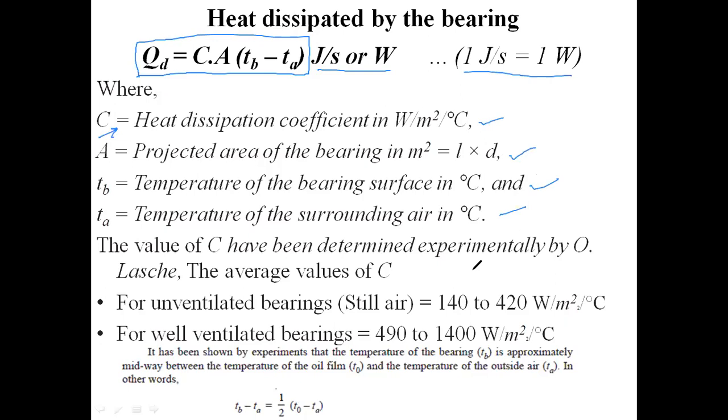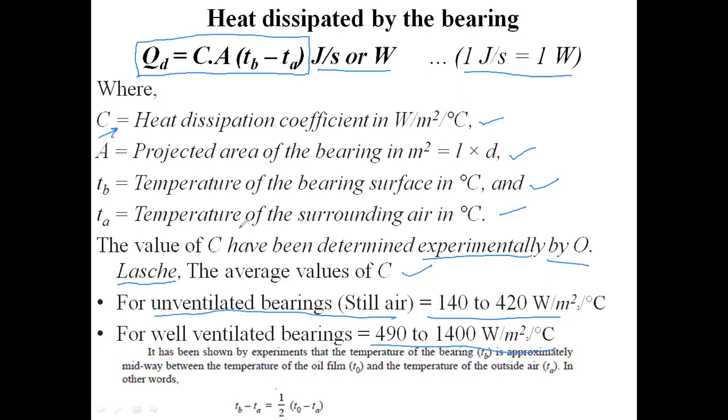The value of C has been determined experimentally by O. Lasche, and the average value for the unventilated bearing, that is in still air, is given in between 140 to 420 watt per meter square per degree Celsius, and for well ventilated bearing it is given by this.